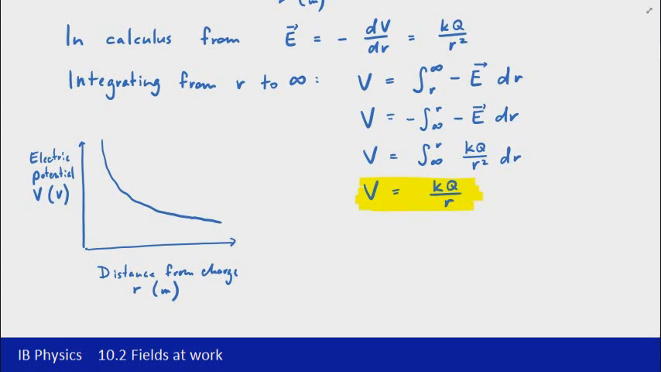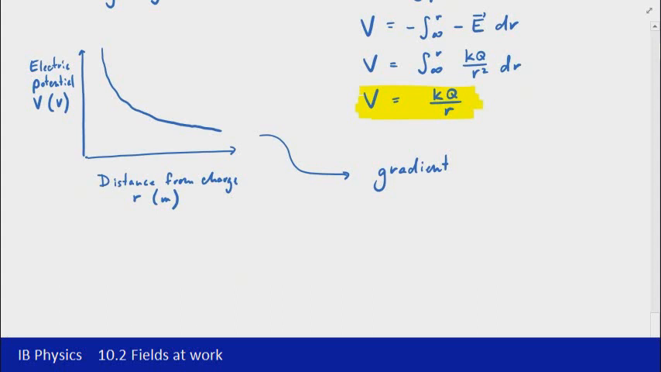Now we're going to flip this back around once again. If we look at the gradient here, so I'll just make this note down here. The gradient that we're dealing with is going to be change in potential over the change in distance r. And we already saw that in the previous video that the gradient actually, or the negative of that gradient I should say, gives us the value of the electric field strength.